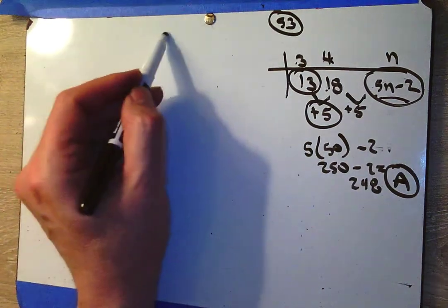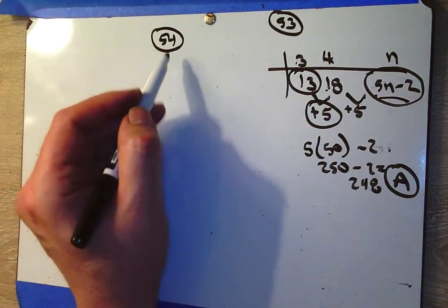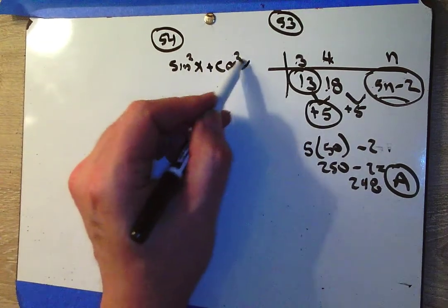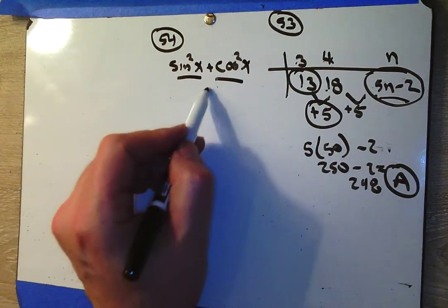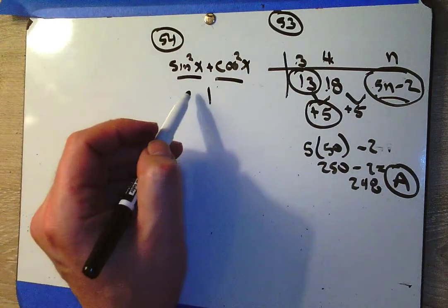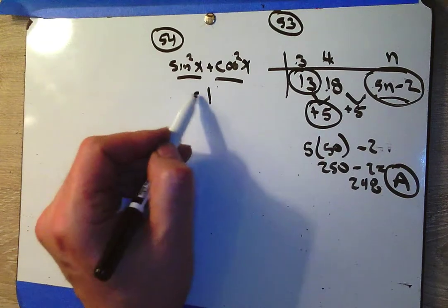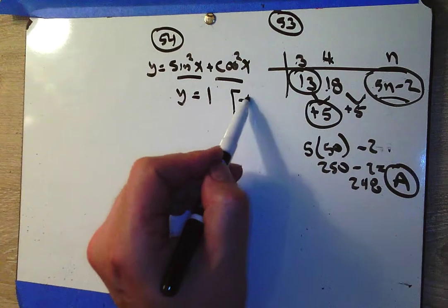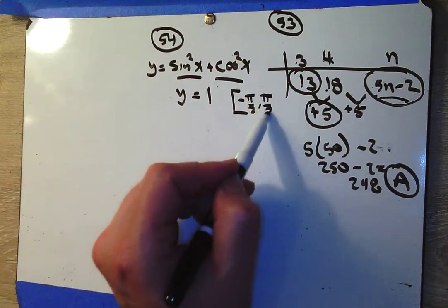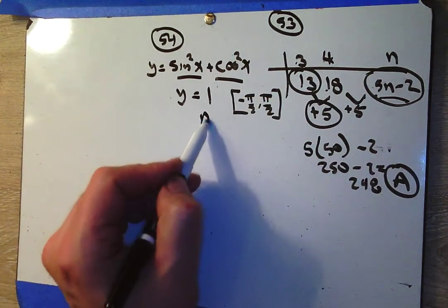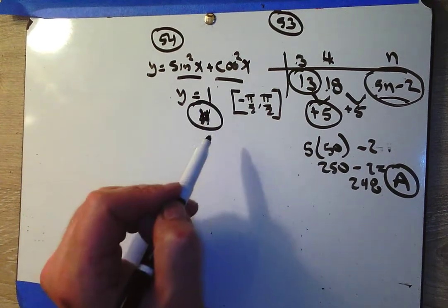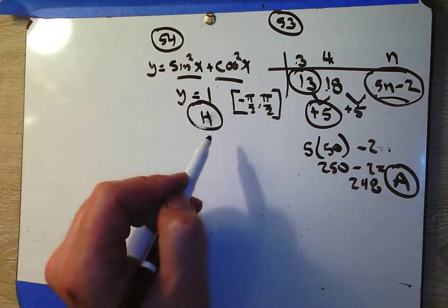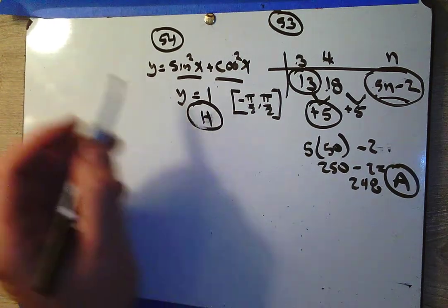54. Well, luckily the trig students have been paying attention to their Pythagorean identities. And so they know that sine squared plus cosine squared equals 1. So we're asked here which of these is the graph of y equals 1 on the domain negative pi over 2 to pi over 2. To me, I see h is the only linear equation. So h is y equals 1. That's the answer to my question number 54.